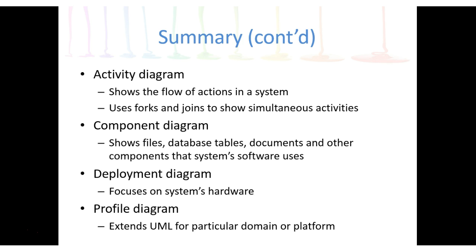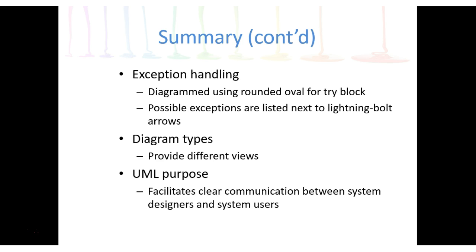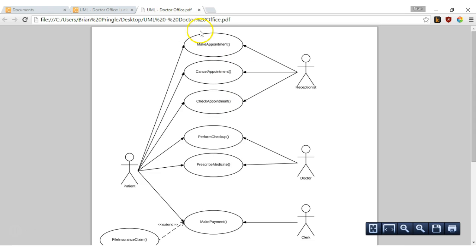We talked about the component diagram, which is kind of like a network diagram. We have the deployment diagram that also focuses on the hardware that we have. And then we also talked about the profile diagram. We discussed that exception handling can also be demonstrated using UML, that we have different types of diagrams, and that the purpose of UML is to make better understanding between technical and non-technical users, and also to allow applications to build our programs and our databases using our UML case statements. So my program and my UML case for the doctor office.